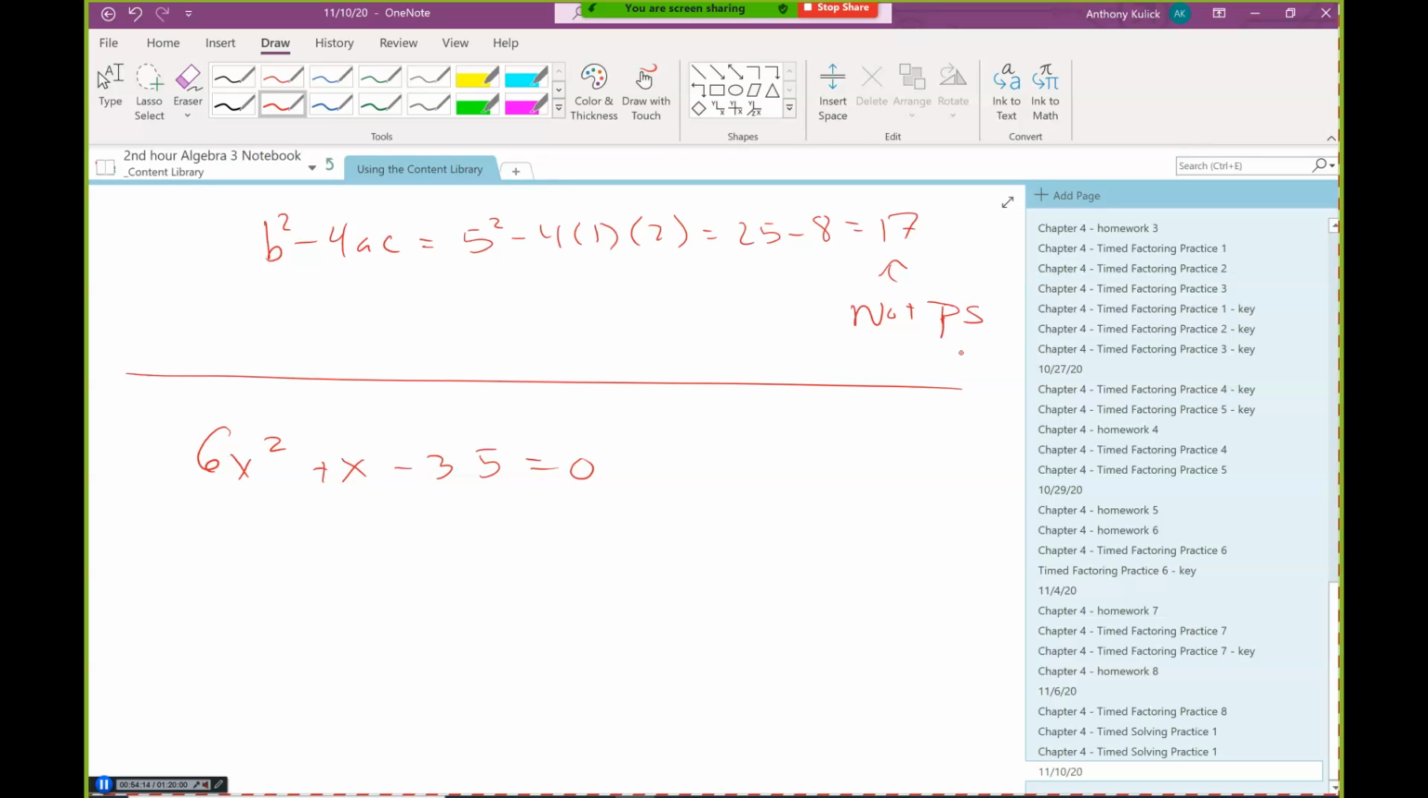Negative 2.5. So you should have gotten 2 outputs. X minus 3. 35. So those should be the 2 outputs you get.